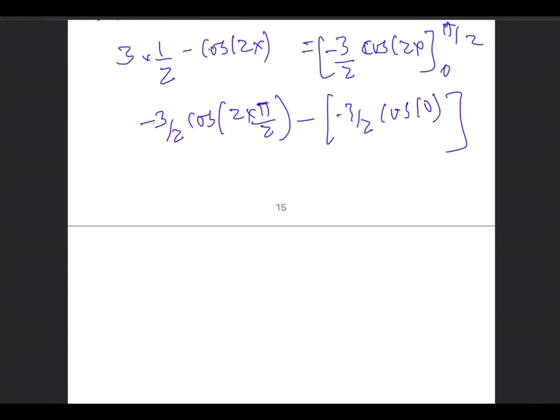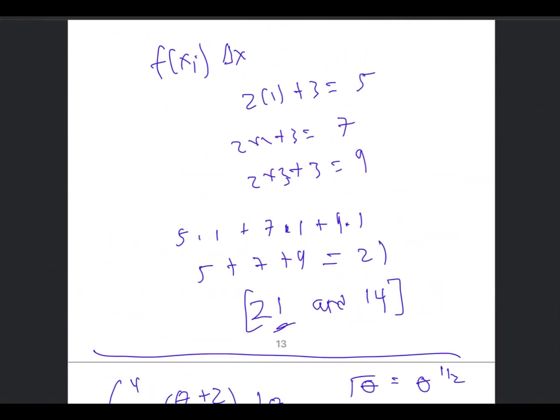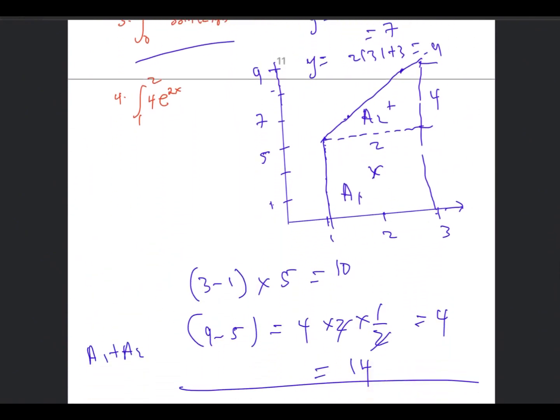Cos 0. So now with this, what we are going to get is negative 3 on 2, this is your normal algebra, minus cos 0, which is 1. Therefore, negative 3 on 2 times 1. So when we have this, we are going to get 3 on 2 plus 3 on 2, and we are going to get 3. So that's our answer.